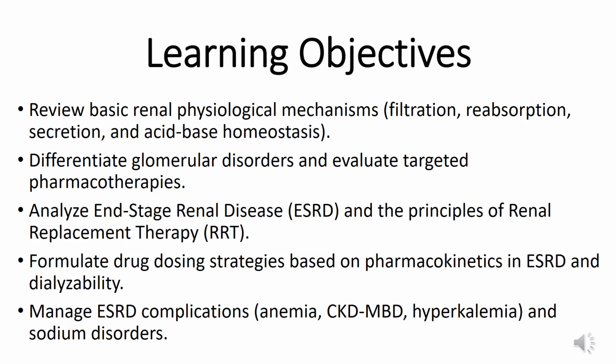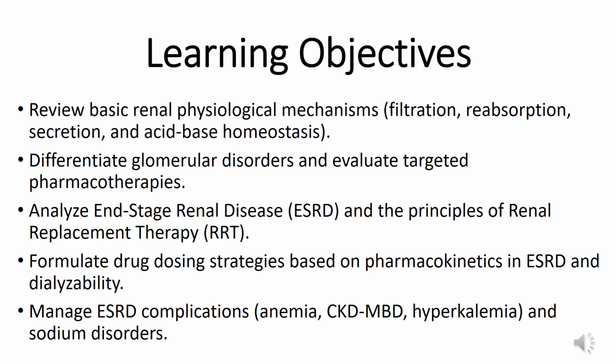Understanding these mechanisms helps us recognize renal disease. Glomerular disorders primarily affect the filtration barrier. Damage to the glomerulus may cause proteinuria, hematuria, edema, and declining kidney function. Different glomerular diseases have distinct causes and treatment approaches. Pharmacotherapy may include immunosuppressive agents, corticosteroids, renin-angiotensin system blockers, and supportive therapies aimed at preserving kidney function.